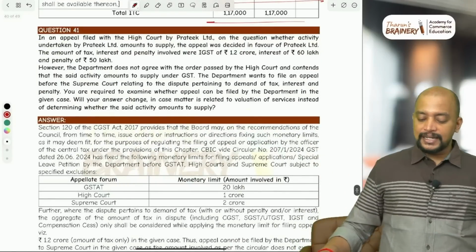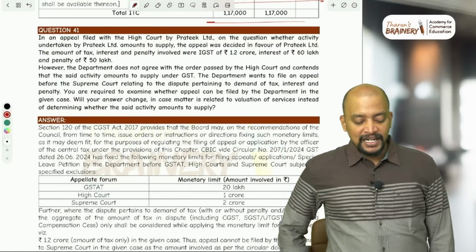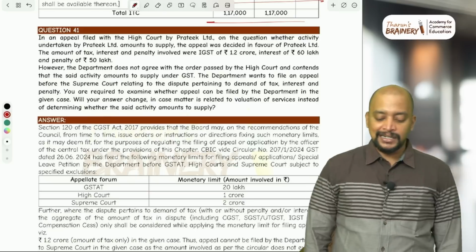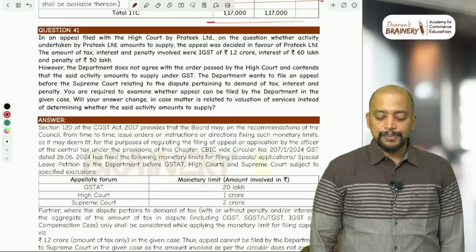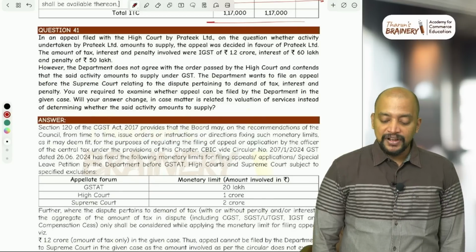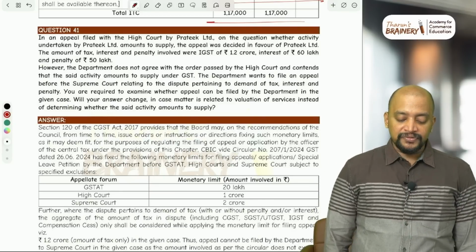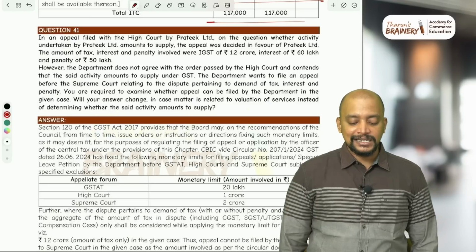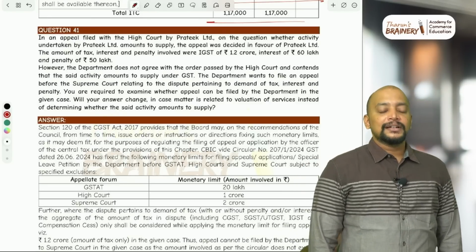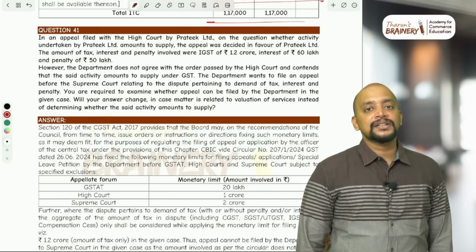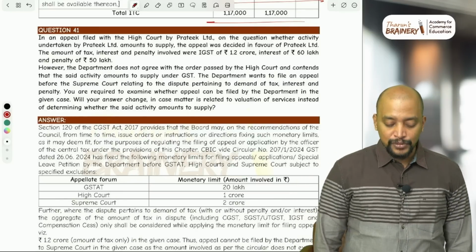In an appeal, this is an RTP question. In an appeal filed with the High Court by Pratik Limited on the question whether activity undertaken by Pratik Limited amounts to supply, the appeal was decided in favor of Pratik Limited. The amount of tax, interest and penalty involved were IGST 1.2 crore, interest 60 lakhs and penalty 50 lakhs. Whenever tax, interest, penalty, everything is involved, just see the tax for finding the monetary limit.